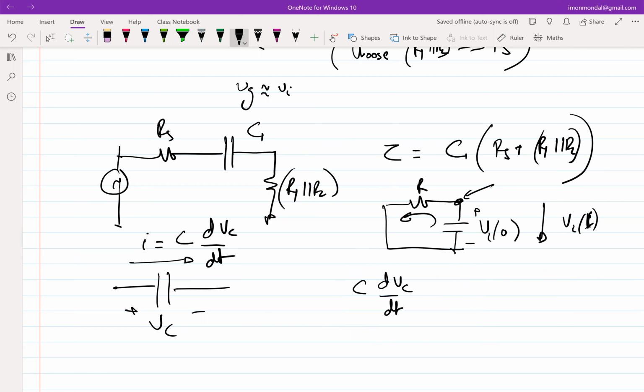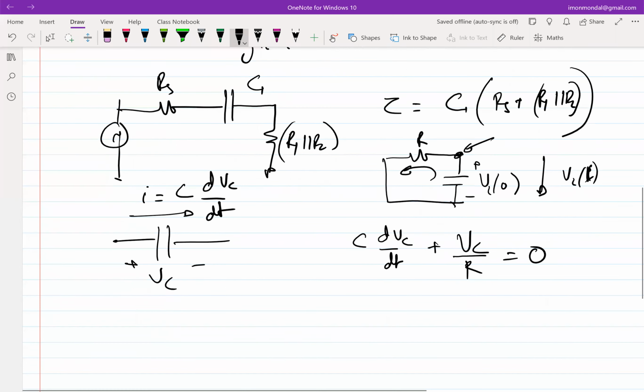If I solve a KCL at this node, C dVC/dt is the current flowing through the capacitor, and the total current into that node has to be 0. So essentially this plus VC by R has to be 0. And then you solve, and you get an exponential relation. This phenomenon you see in many physical situations, like half-life measurements, where you always get this type of differential equation, and we know how to characterize them.